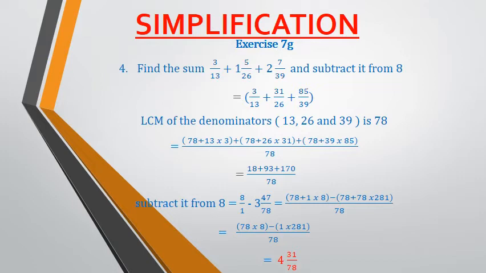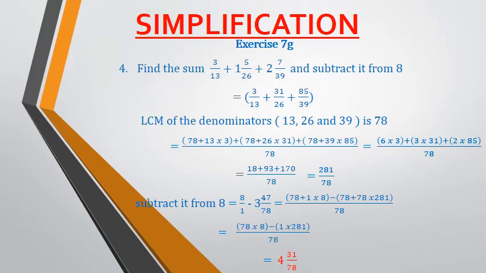Now children, let's come to the next question, which is question number 4. Find the sum 3 by 13 plus 1 5 by 26 plus 2 7 by 39 and subtract it from 8. So children, here in this question, first we have to find out the sum of these three fractions, and then we will subtract that sum from this whole number 8. So first of all, let us find the sum.